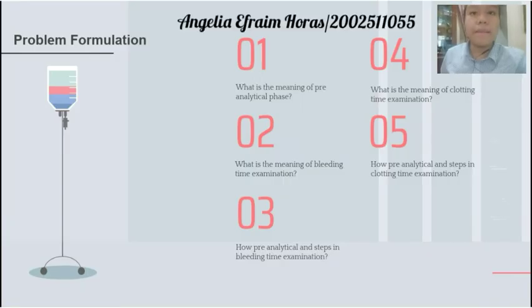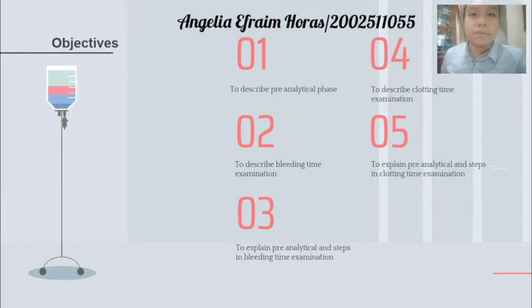Now we're going to talk about the problem formulation for this topic. The first one is what is the meaning of pre-analytical phase. The second one is what is the meaning of bleeding time examination. The third one is how pre-analytical and steps in a bleeding time examination. The fourth one is what is the meaning of clotting time examination. And the last one is how pre-analytical and steps in a clotting time examination.